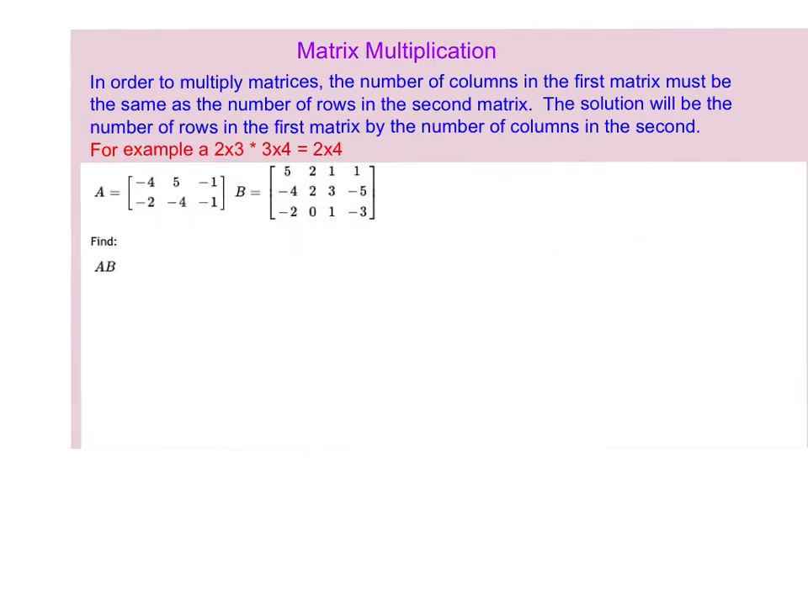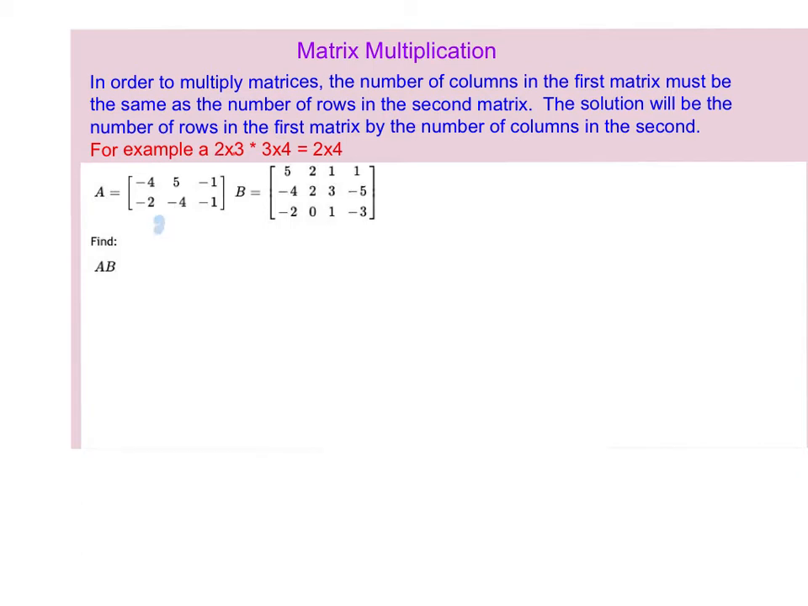Okay, the next thing we're going to do is matrix multiplication. This is a little bit more of an involved process. In order to multiply the matrices, the first thing you have to do is look at the dimensions of both the matrices that you're multiplying. The number of columns in the first matrix must be the same as the number of rows in the second matrix, and then your solution will be the number of rows in the first matrix times the number of columns in the second matrix. So, for example, a 2 by 3 matrix times a 3 by 4 matrix will have an answer that's a 2 by 4 matrix. So let's go ahead and take a look and see what that looks like.